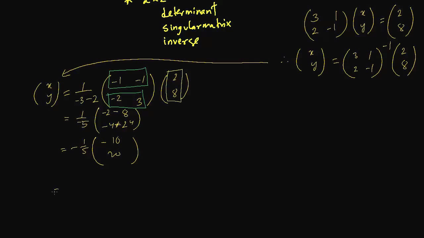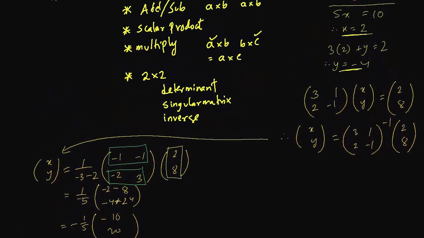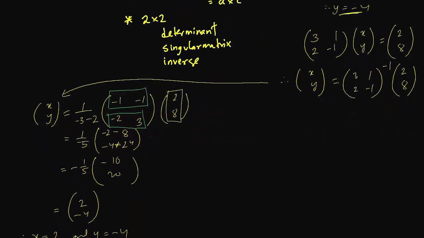So if I multiply this scalar product now, it is much easier to do it now at the end rather than at the beginning. So minus 1 by 5 into minus 10 is 2. Minus 1 by 5 multiplied by 20 is minus 4. So this is equal to xy. So therefore x equals 2 and y equals minus 4. So let's check the elimination method that we got. We got 2 and minus 4, so exactly what we got over here.